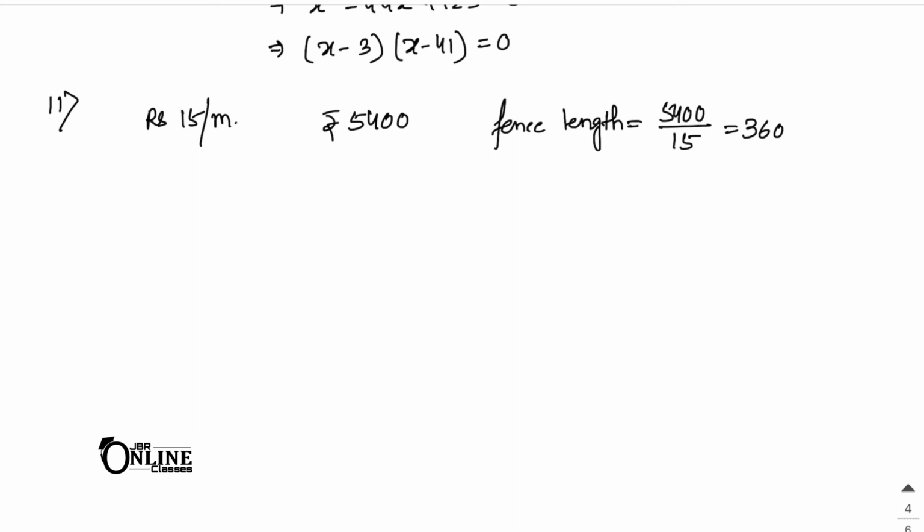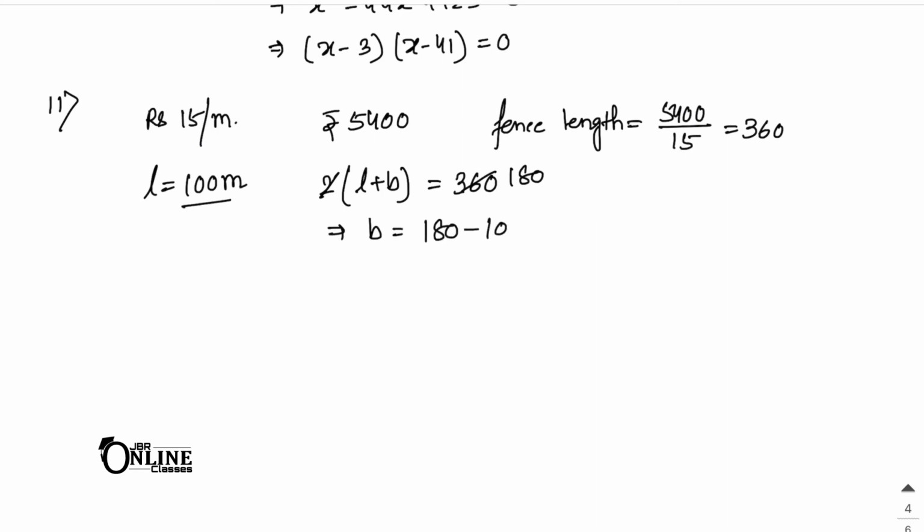Now in the next part, if the length of the garden is 100 meter, then find out the area. That means first you have to find out the breadth. So 2 into (length plus breadth) equal to perimeter, and here the perimeter is 360. So length plus breadth is 180, then breadth equal to 180 minus length, as length equal to 100, so that equal to 80. So 80 meter is the breadth. Now you can easily find out the area, that is length into breadth, so that equal to 8000 meter square.